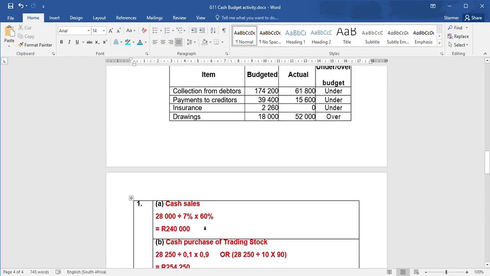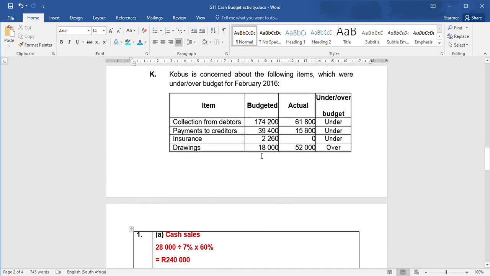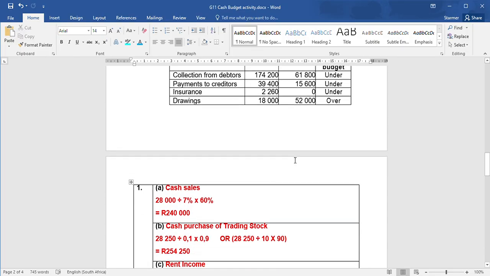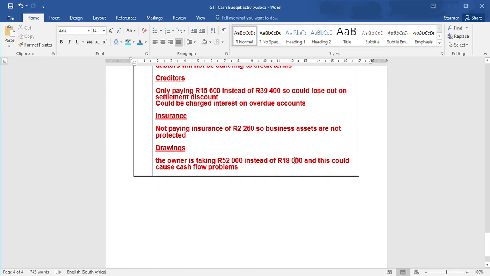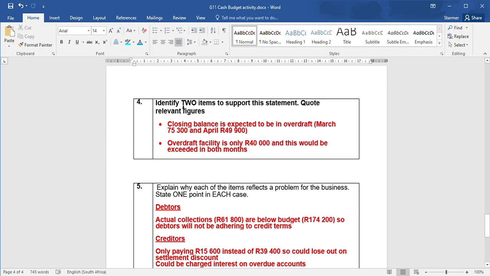And then the last one here is drawings. Okay, the owner budgeted to take 18,000 Rand per month, but he actually took 52,000. Now that's a serious problem here, especially as you're going to have major cash flow problems. So for this answer here, the owner's taking 52,000 instead of 18,000, and this could cause cash flow problems, which obviously was the case if we looked at number 4 above.